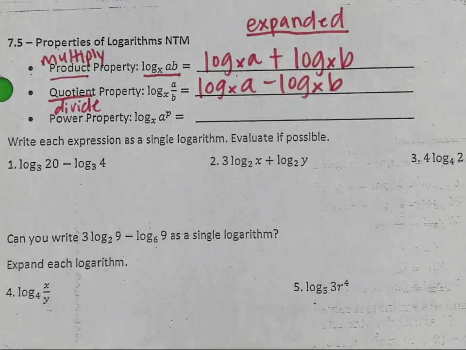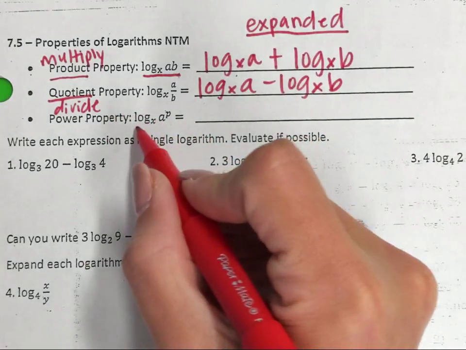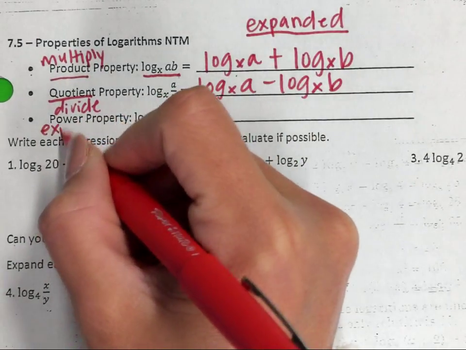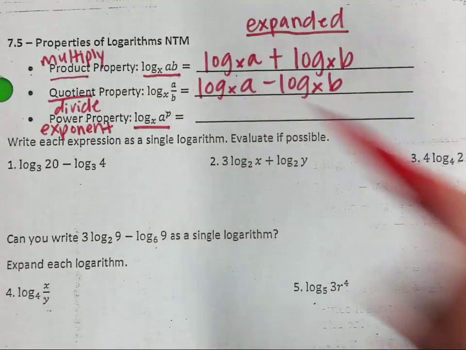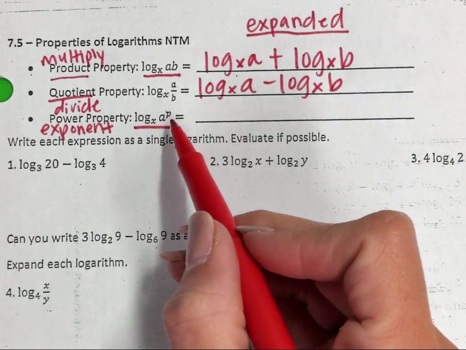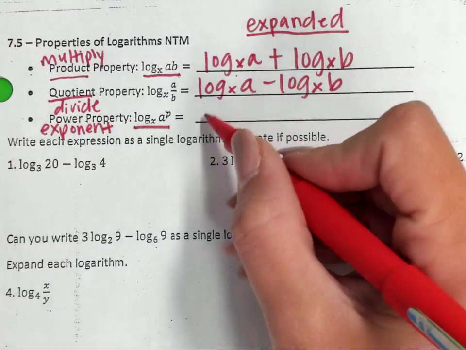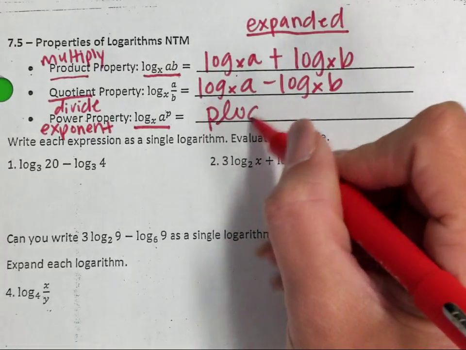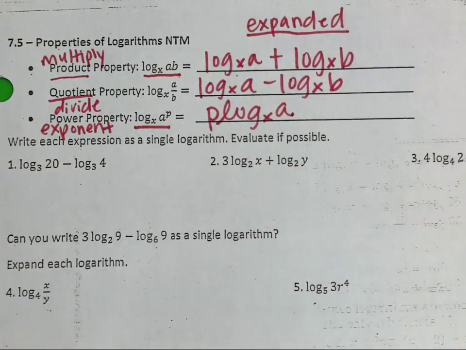And then the last one is power property. When you think power, you think what? Exponent. Good. So if you have a log with an exponent, you can rewrite this exponent out front of the logarithm. Just the exponent. So you'd rewrite it as p times log x of a. When we do p times log, do you want to put the p in front? Nope, you don't have to.